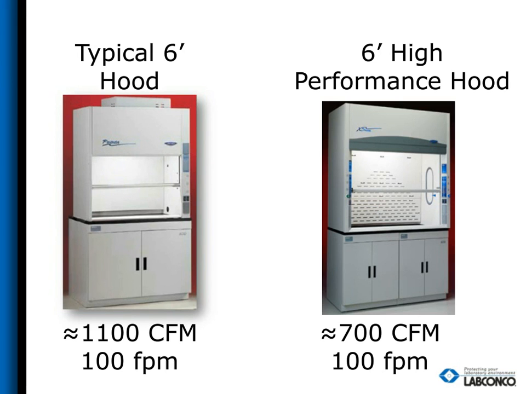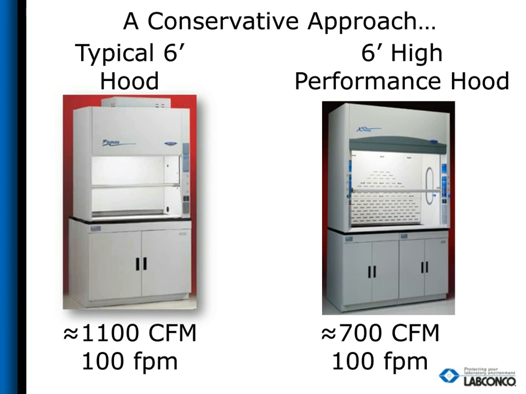Here's the conservative approach. So let's say that your safety officer wants to require 100 feet per minute at an 18-inch sash height. We still get to save money because at this operational point, the hood requires 700 CFM, which using the $8 per CFM per year, again, equals $5,600 each year in energy costs. So that's how much the high-performance fume hood is going to cost. But compared to the original hood that cost $8,800 per year to operate, that equals an annual energy cost savings of $3,200. Once again, this is just one hood.